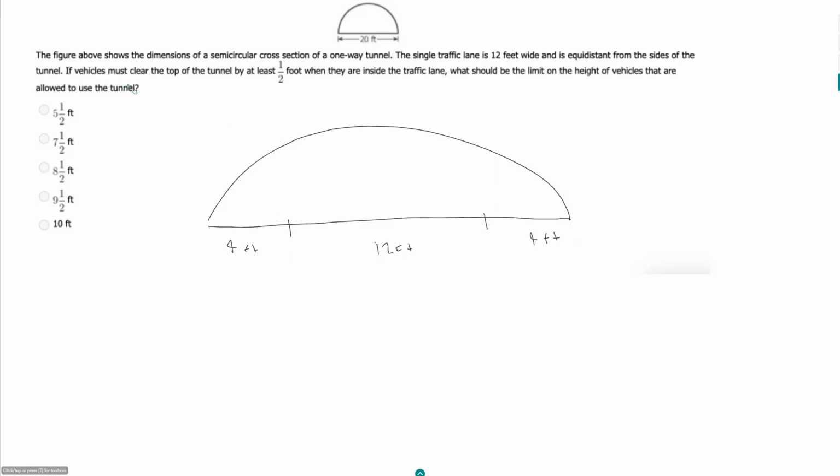So we know that vehicles must clear the top of the tunnel by at least half a foot. So a couple of things. This means, if you got a truck coming through, there's got to be at least half a foot between it and the top of the tunnel. Now that's not the top of the tunnel, which would be here, the peak of the tunnel. You gotta clear it by half a foot from its lowest point, or the lowest point that can touch the truck. So there's got to be half a foot here and here.